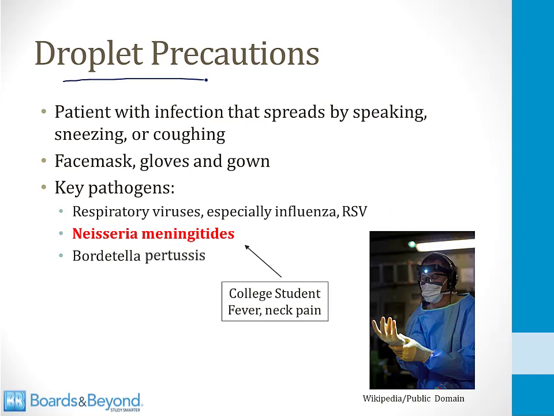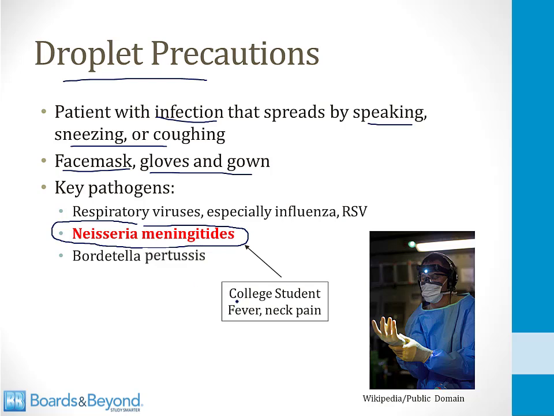Droplet precautions are for patients who have an infection that spreads by speaking, sneezing, or coughing, usually by respiratory droplets. For patients placed on droplet precautions, you have to wear a face mask in addition to gowns and gloves anytime you enter their rooms. The key pathogen where you'll most likely encounter this is anyone hospitalized with meningitis. Neisseria meningitis, even though it infects the central nervous system, is spread by respiratory droplets.